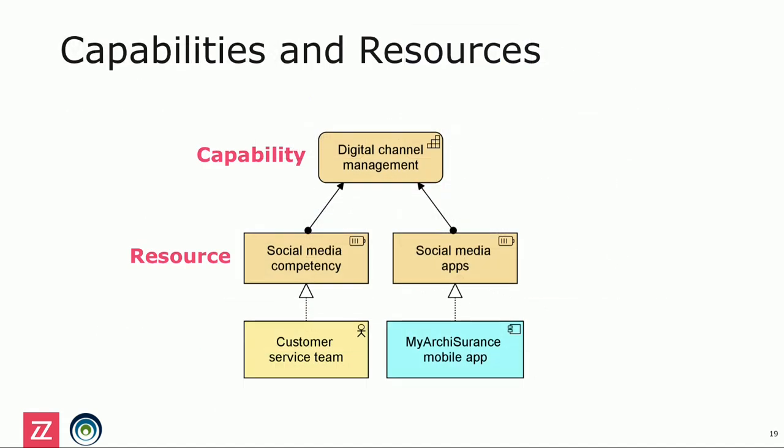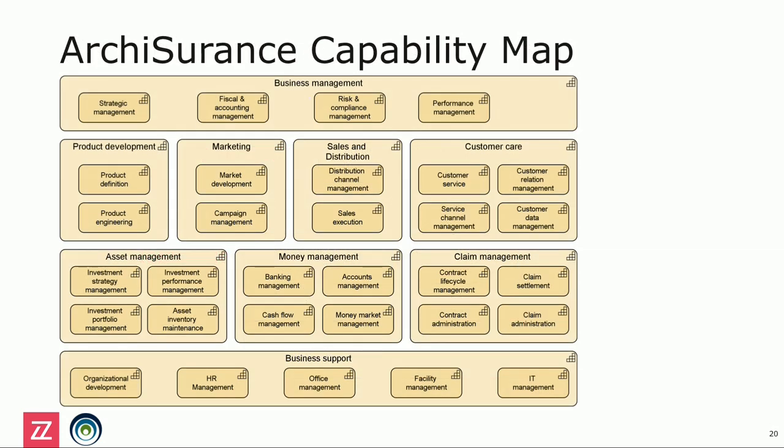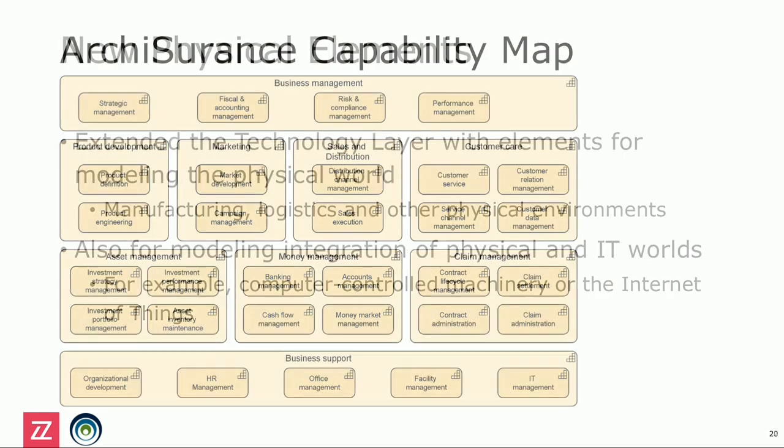Capabilities themselves, of course, have to be realized by what the organization is and does and has. So there are resources related to these capabilities, and these are just simple examples. So we have social media competency as a resource needed for your digital channel management capability, and then you have your customer service team realizing that resource. So those are new concepts in the strategic world, and then you can draw things like capability maps. This is ArchiSurance's capability map, a typical insurance company, the typical capabilities you find in there. So that's the work on the strategic level.